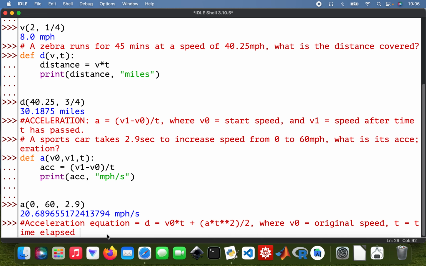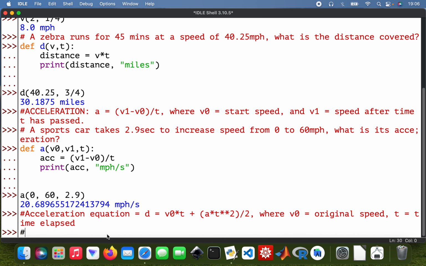Okay, so now what I need to do is answer a question. Okay, so a football has fallen for 5 seconds, and its speed was 11.5 meters per second. So how many meters has it fallen?